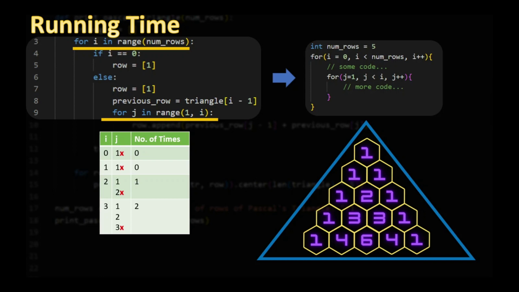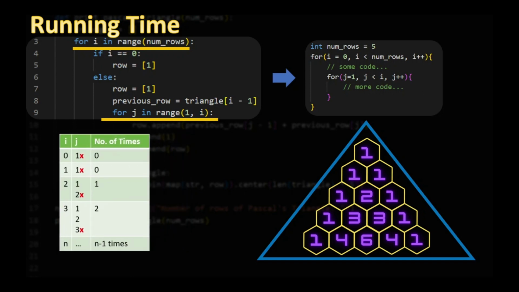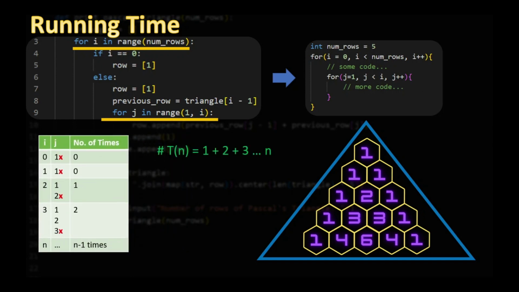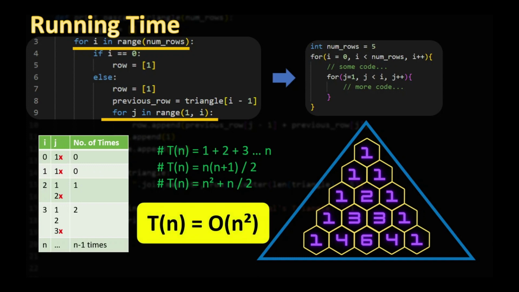Looking at the table, you should notice that there is a pattern. If i is n, then j will run for n minus 1 times. And from this observation, the running time is like 1 plus 2 plus 3 until it reaches n, which could be summarized by the formula for the sum of natural numbers, n times n plus 1 all over 2. Multiplying, it becomes n squared plus n all over 2, which would make the overall running time O of n squared.